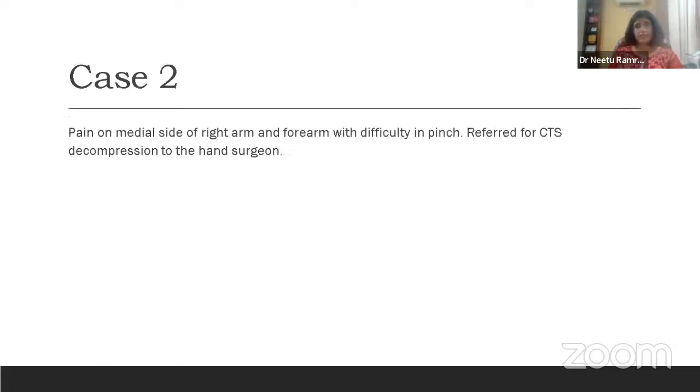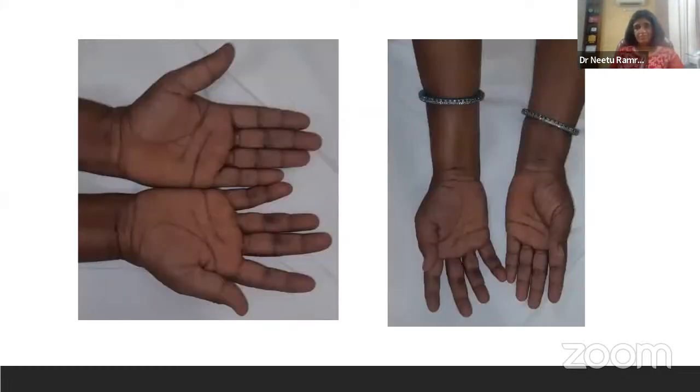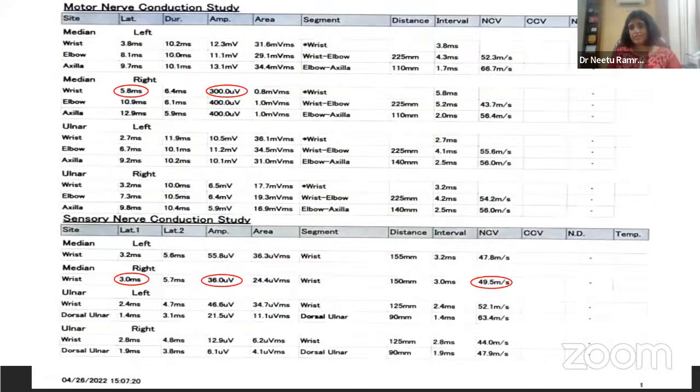Now we'll go on to the second case. This patient had pain on the right side of the arm and forearm with some difficulty in the pinch. This patient was referred for CTS decompression to the hand surgeon. Now these are the clinical photographs. As you can see, there is a lot of wasting of the thenar muscles in the pictures we are seeing. And this is the electrophysiology.